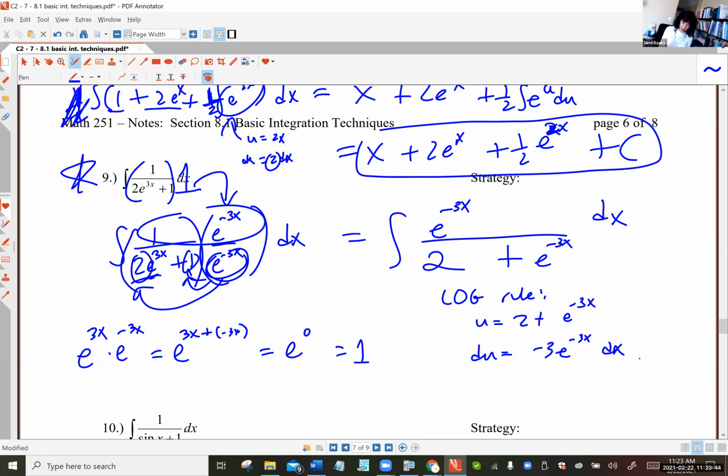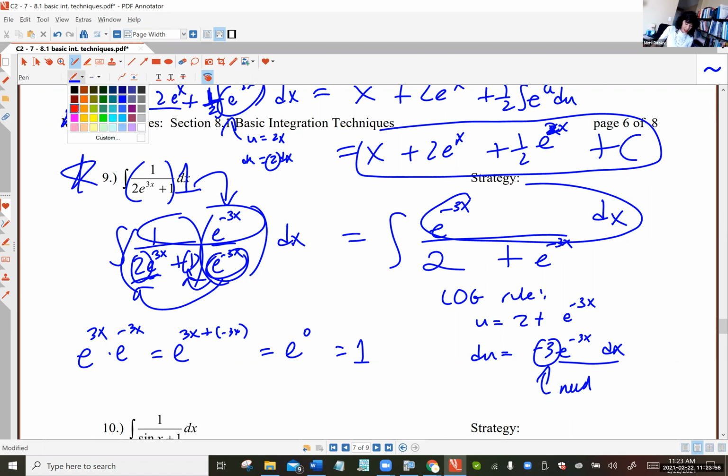Good news and bad news. Good news, e to the negative 3x dx is already in the integrand. The only thing that's missing that we need is a negative 3. Well, that's not a problem. You can always put in a constant multiple. That's legal. So I'm going to put in a negative 3, provided I multiply the front by the reciprocal. That's multiplying by a special version of 1.